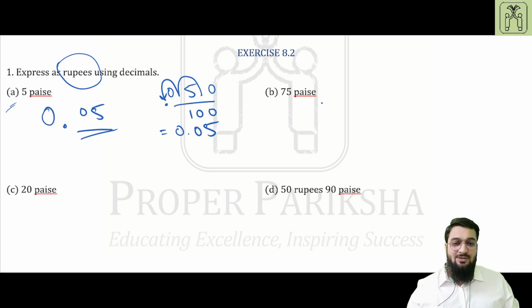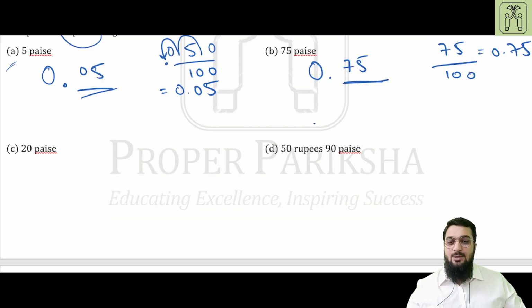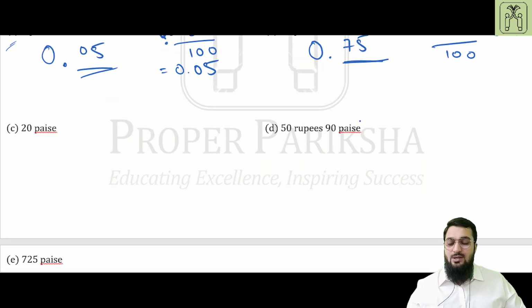Question B, 75 paise. Here also we'll write a big zero because no whole part has been mentioned, a decimal point and a blank. After that 75 divided by 100, you will get 0.75, and therefore the answer will be 0.75, and that is it.